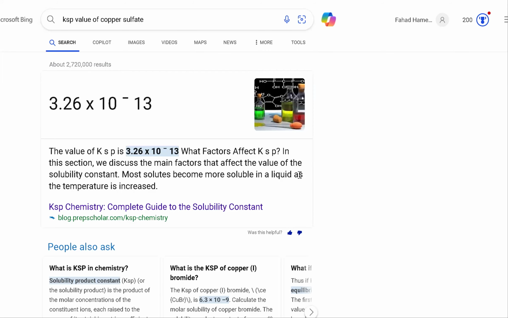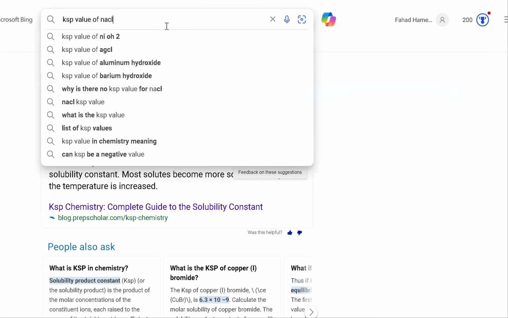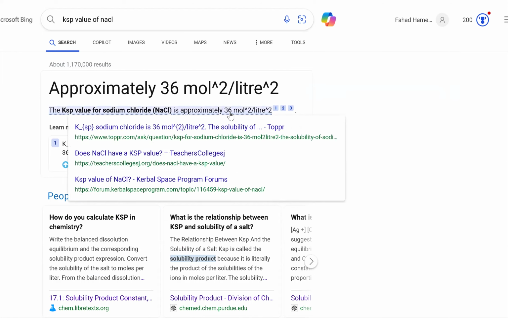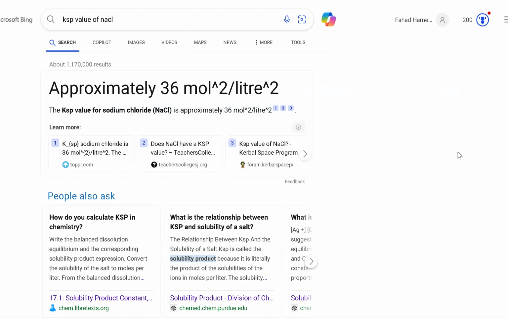So that's the Ksp value of copper sulfate. If you have NaCl, the Ksp given is 36. That's a very positive value. That means it's very soluble. You saw copper sulfate was not very soluble. It had a low Ksp value. Is that clear?